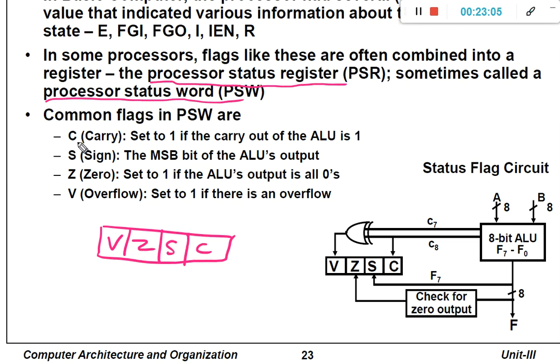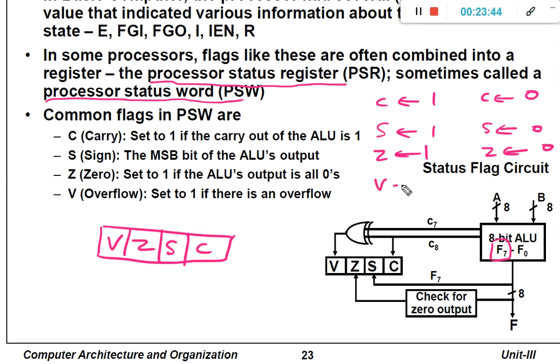Now, how are the values set? If the output carry is 1, set C to 1, otherwise set C to 0. If the most significant bit F7 is 1, then set the sign bit to 1, otherwise set the sign bit to 0. If all of the output values of the arithmetic logic unit are 0, then set Z to 1, otherwise set Z to 0. If overflow has occurred, then set V to 1, otherwise V to 0.